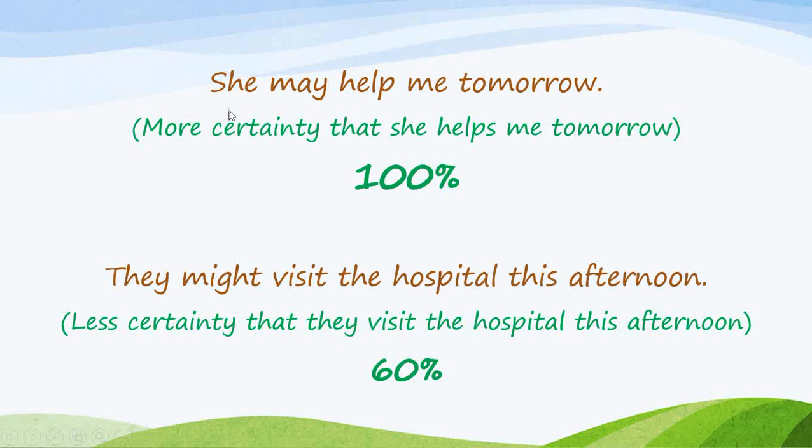Here we have the first sentence. She may help me tomorrow. We have more certainty that she helps me tomorrow. A 100% certainty. Now, in the second sentence, they might visit the hospital this afternoon. We have less certainty that they visit the hospital this afternoon because they are not completely sure about it. It's more or less a 60% of certainty.